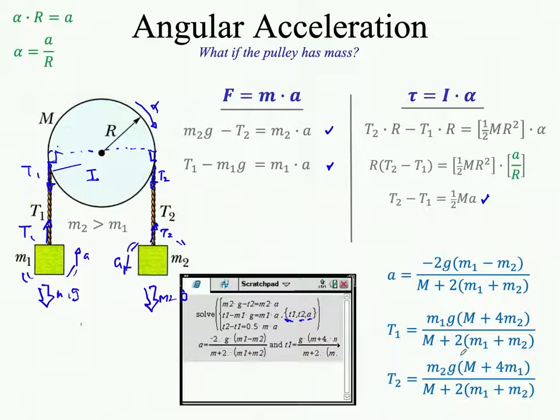All right. It's probably one of the worst problems, but you kind of get the idea. If you've got pulleys which have rotational inertia, you're going to end up with three unknowns and three simultaneous equations, or a system of three equations to solve.